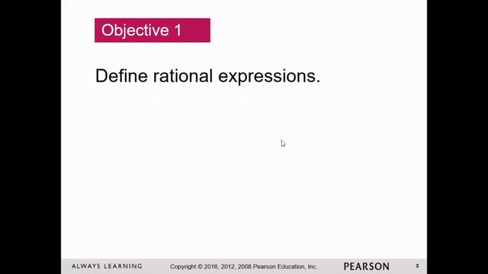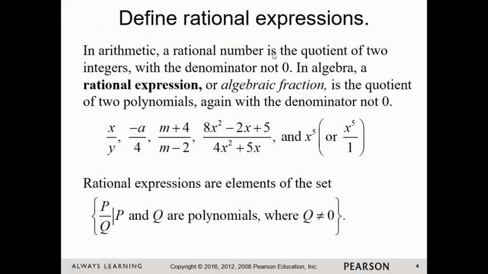So first off, we've got to define rational expressions. A rational number, remember, is a quotient of two integers, right? And remember, the denominator cannot equal zero. So algebraically speaking, a rational expression, also called an algebraic fraction, is the quotient of two polynomials. And again, the denominator cannot equal zero, because if the denominator is zero, we have division by zero.